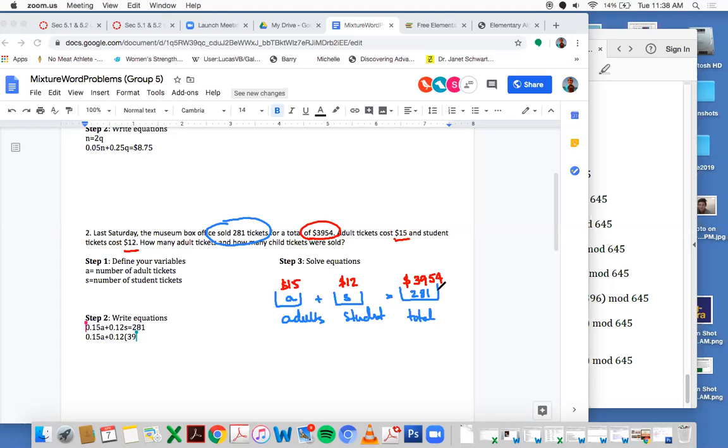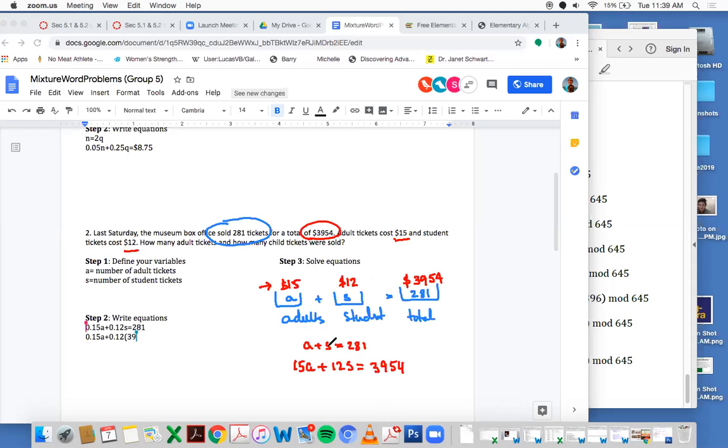So one equation comes from if I add up how many of each type of ticket. So if I add the A plus S, we get 281, because that's how many tickets we have. All right, and the second equation comes from putting the money in. Now this money, it's $15 and $12 because it's not cents like in the previous problem. You don't need the decimals, okay? You just have the dollar amount. So you have 15 times A and then 12 times S. That's going to give you the dollar amount. Okay, so those are your two equations here.